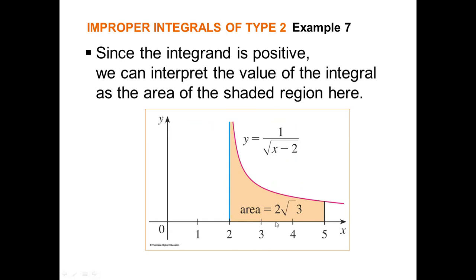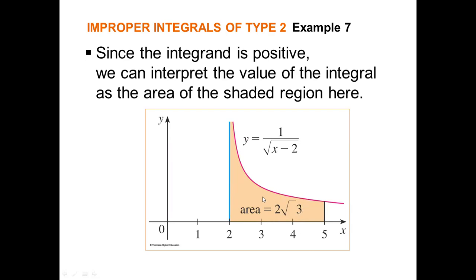So actually, these are the limits of your integral. So it sets the boundary. The limits of your integral set the boundary for the area under the curve. So the area here is equal to 2 square root of 3. This is the area that we're trying to find. So this is the value of such area.